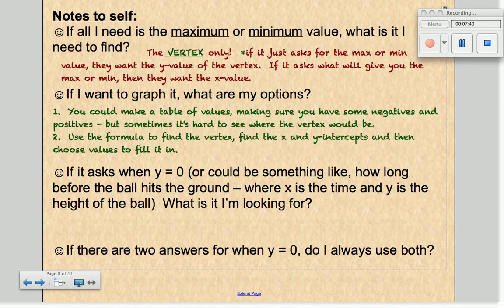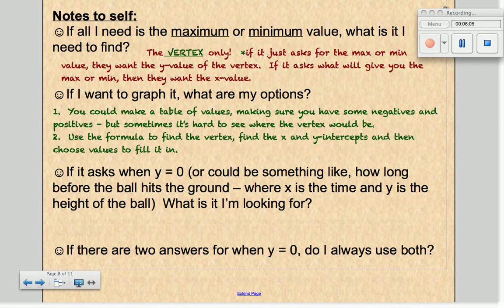So I would suggest, if you are asked to graph a quadratic equation, it's going to be a parabola. So the first thing you want to do is find the vertex using the formula. And then I would find the x and the y-intercepts. And then from there, I would use my axis of symmetry and maybe plug in only 1 or 2 values to find other points. Okay, so you can do a little combination there.